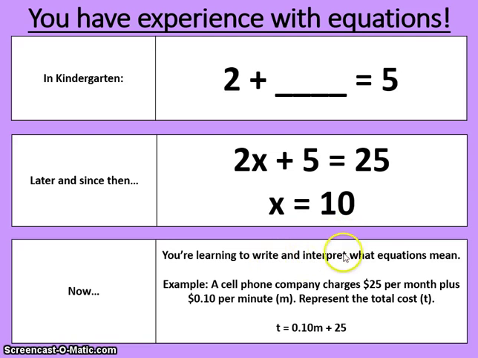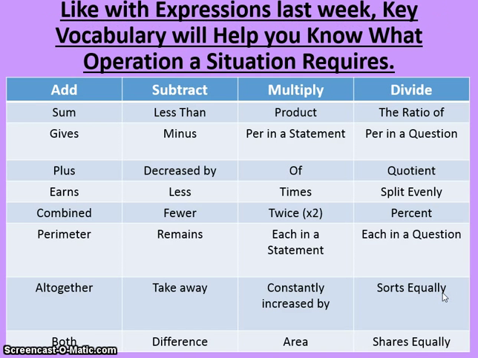Now you're learning to write and interpret what equations mean. So for example, a cell phone company charges $25 per month plus 10 cents per minute. Represent the total cost, T. So T, the total cost, is equal to 10 cents multiplied by the number of minutes that you use, add 25. This equation represents a variety of situations, and you can have many different users within the cell phone company being calculated using the same equation.